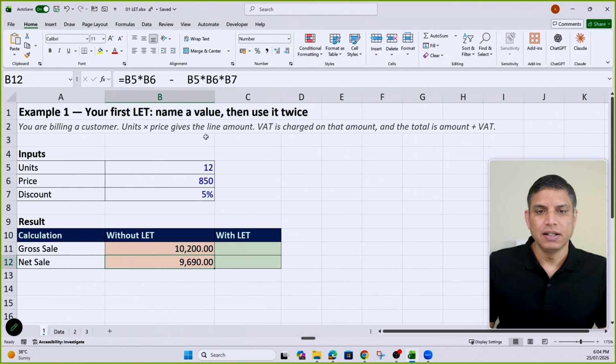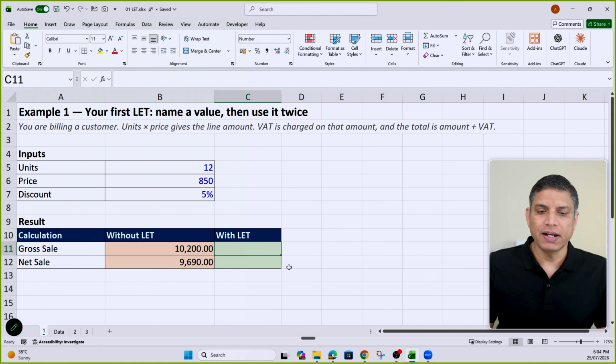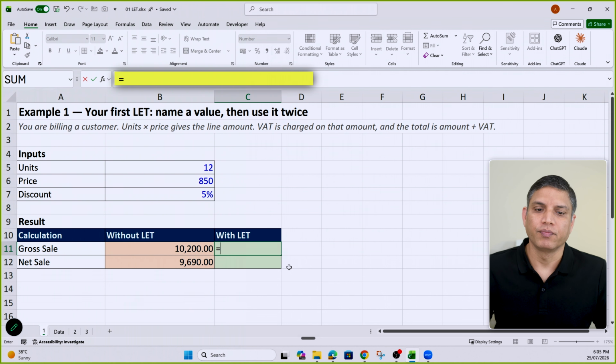So that's where the LET function comes in. The LET function's role is to simplify your formula and avoid the repetitive parts in the calculations. Because currently this is getting calculated, here also it is getting calculated, so this is getting calculated twice. So how would I write it? Let's say I just need to write the gross sale. So I can say LET function.